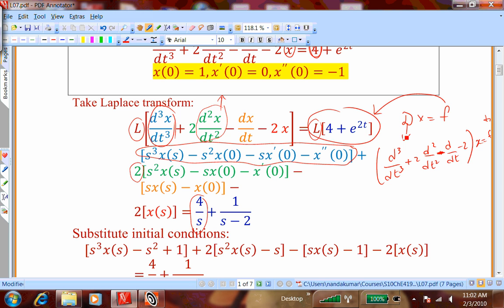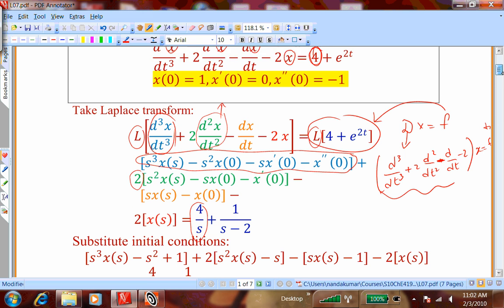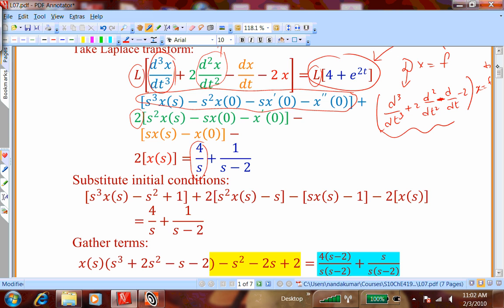So the solution, finding the solution, simply means finding that function x which, when I operate on it with this operator, gives me the f. Okay, that is the solution process. So what we are doing is transforming this into the Laplace domain. So in the Laplace domain, what is the next step I do?